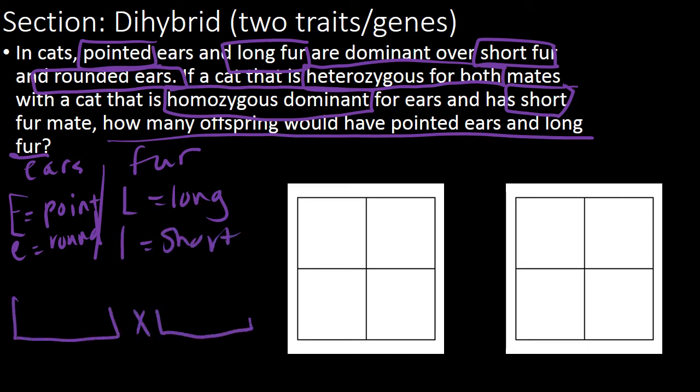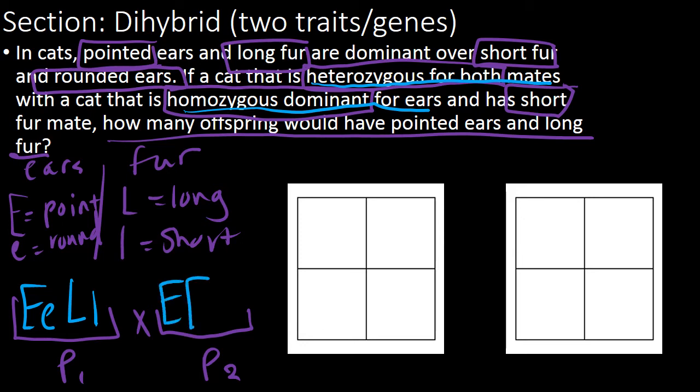Remember, ladies and gentlemen, I have to write down 2 letters for ears, 2 letters for fur for each parent. So for parent number 1, parent number 2, each one will have 4 letters. 2 for ears, 2 for fur. So my first parent right here is heterozygous for both. So that means ears, heterozygous, capital E lowercase e, heterozygous for fur, capital L lowercase l. My second parent is homozygous dominant for ears. Homozygous dominant, homo means same, dominant means capital, and has short fur. Short fur is lowercase l.